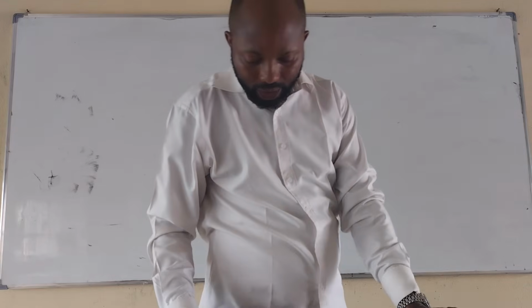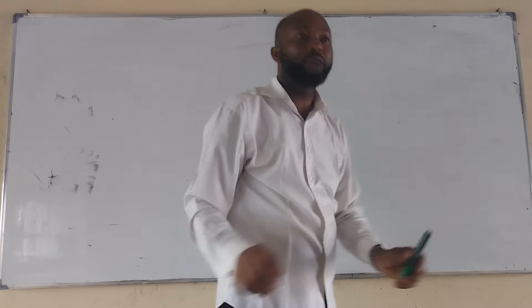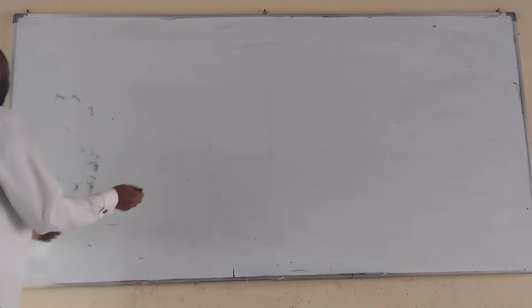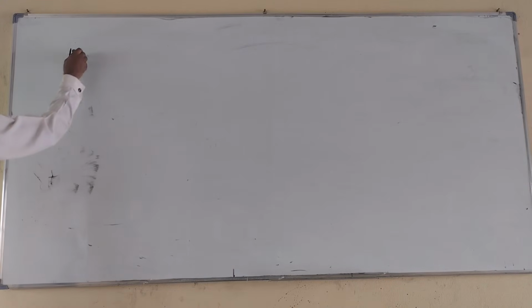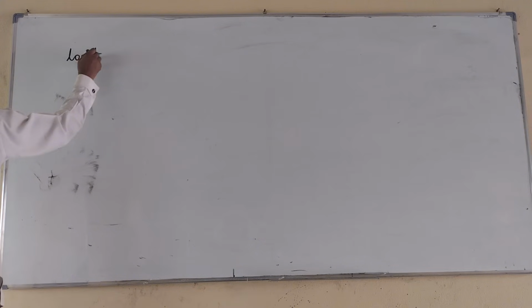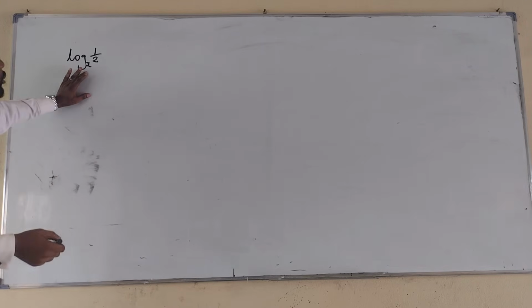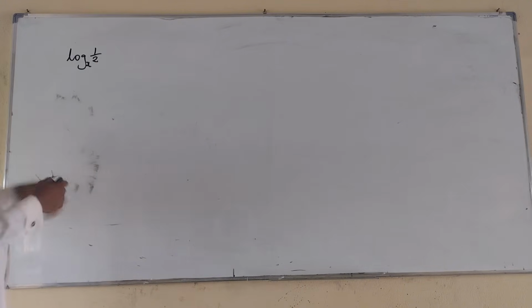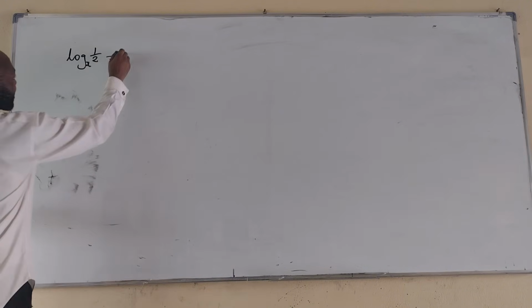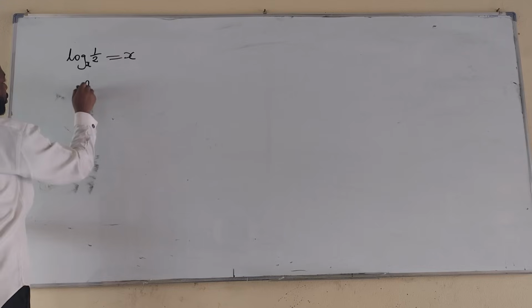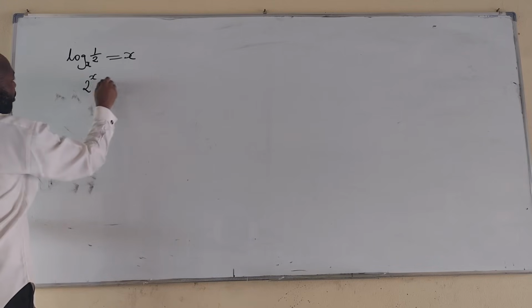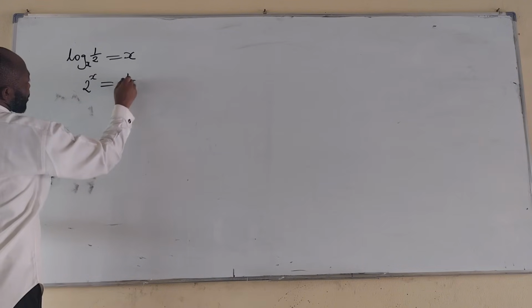Let's take log half in base 2. Log 1/2 in base 2. So we're looking at the number of times 2 can be raised to give us 1/2. So we equate that as x. So this gives me 2 raised to the power of x is equal to 1/2.